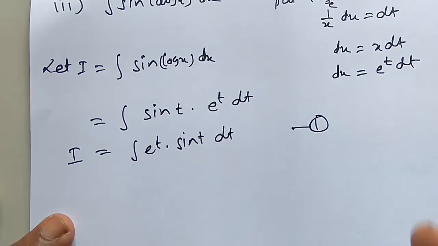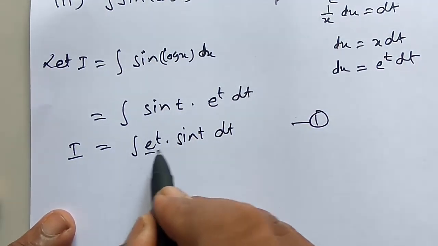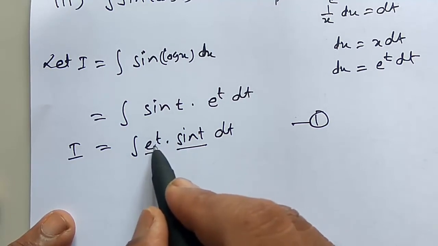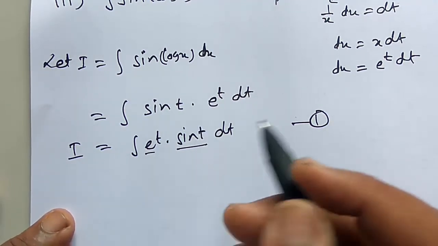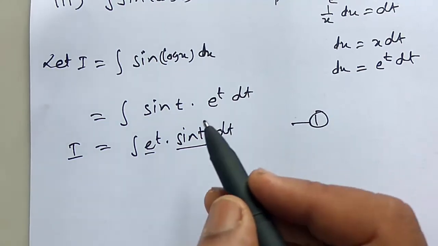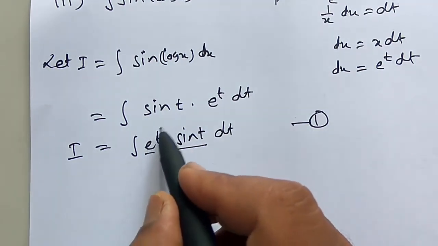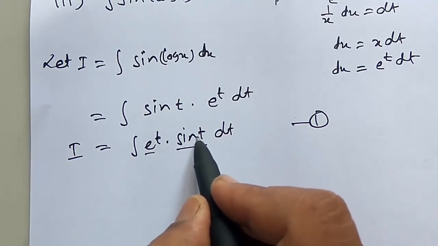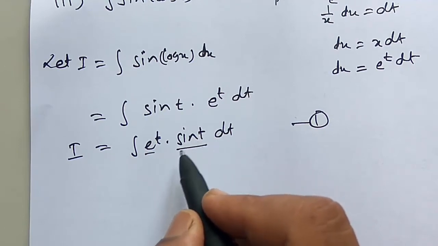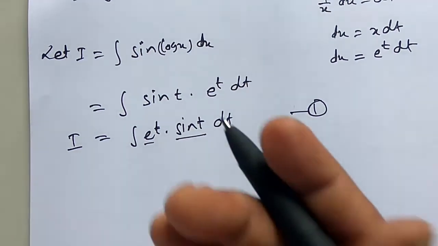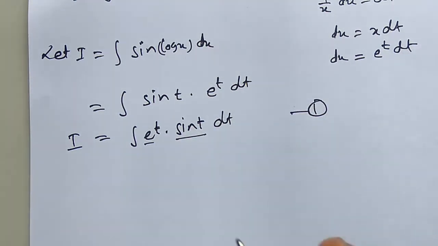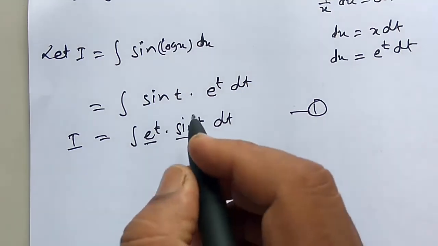This is number 1. Now here it is a product of two different types of functions, so we use integration by parts. Here no one function is going to vanish, so either e raised to t as the first function or sine of t you can take as the first function. It is left to you which function you take as the first function. So I will take this as the first function.